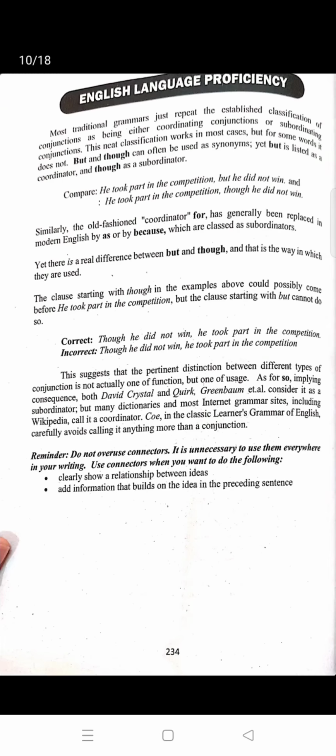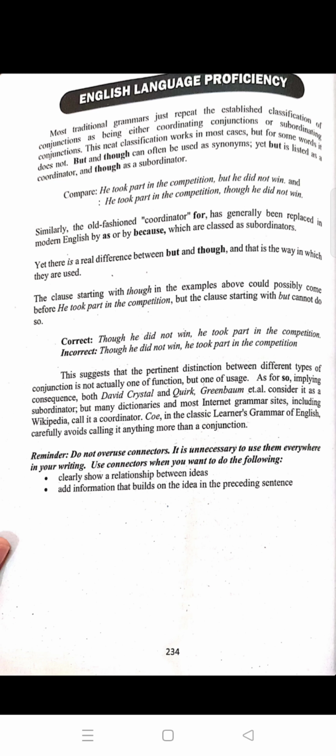Here, most traditional grammars just repeat the established classification of conjunctions as being either coordinating or subordinating. This neat classification works in most cases, but for some words it does not. But though can often be used as synonyms, yet but is listed as a coordinator and though as subordinator. So, he took part in the competition, but he did not win. And he took part in the competition, though he did not win. Similarly, the old-fashioned coordinator for has generally been replaced in modern English by as or by because, which are classed as subordinators. So, tignan natin dito.